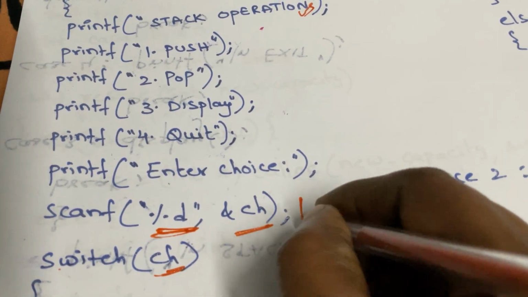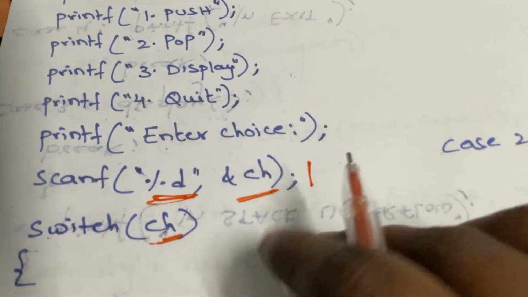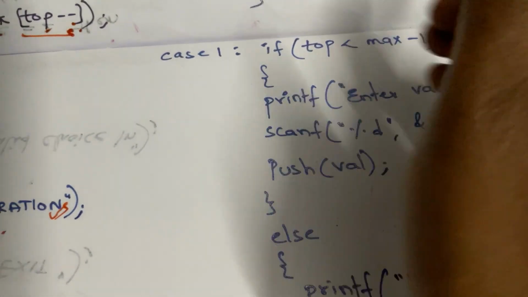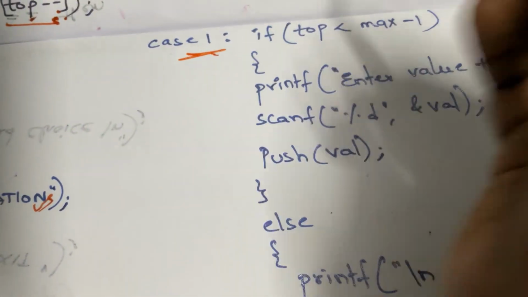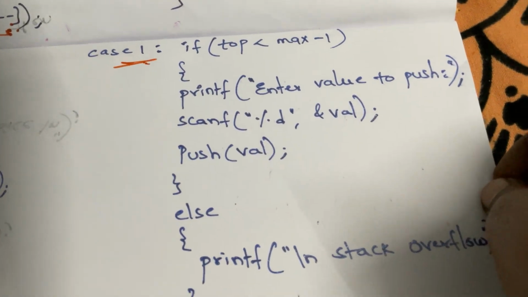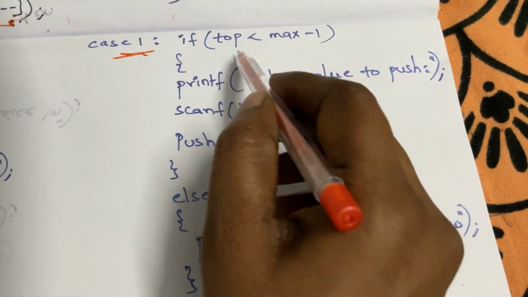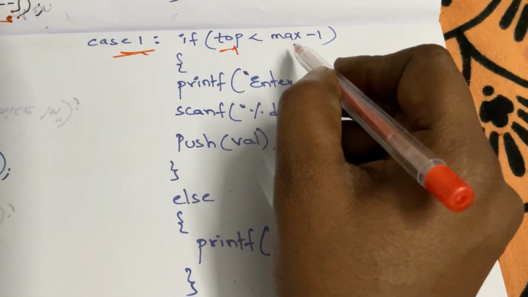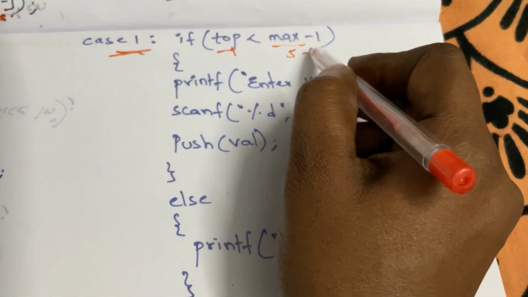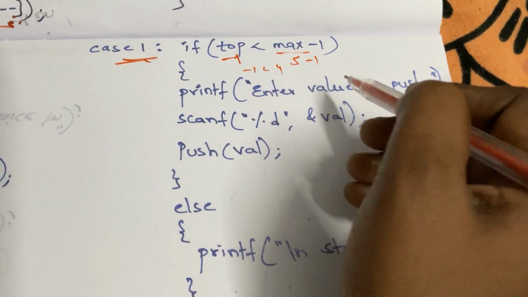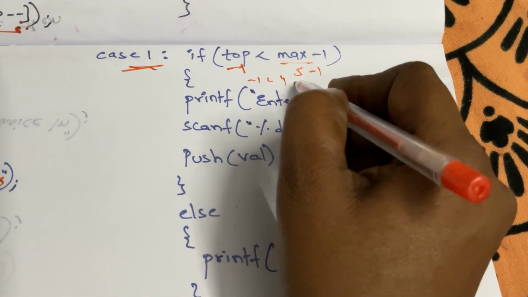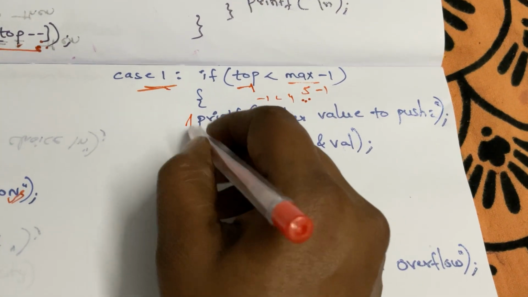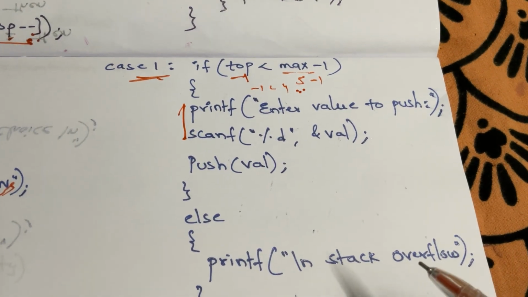If I enter 1, correct? 1 is an integer value. Now I am entering 1. So when I enter 1, case 1 will get executed. What is case 1? Look carefully. If top is less than maximum minus 1. Top is what? Initially -1. Max is what? 5 minus 1. -1 is less than 4. That means the condition is true. When the condition is true, you can insert a value into the stack.